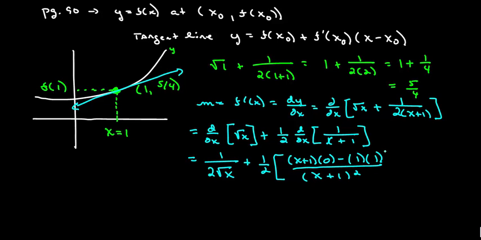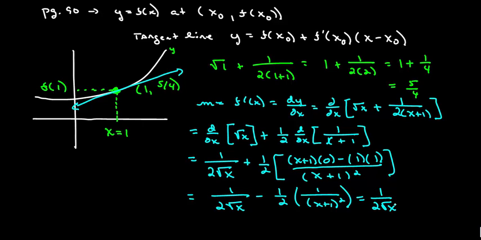squared. So this will be 1 over 2 square roots of x plus 1/2 times the quantity -1. So what I'm going to do is I'm just going to pull out that negative like that. So it'll be 1 over x plus 1 squared. And that is equal to 1 over 2 square roots of x minus 1 over 2 times x plus 1 squared. So that's our derivative. That's our dy dx.